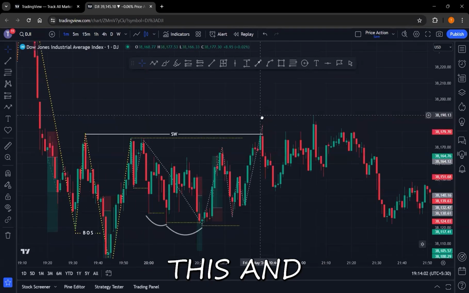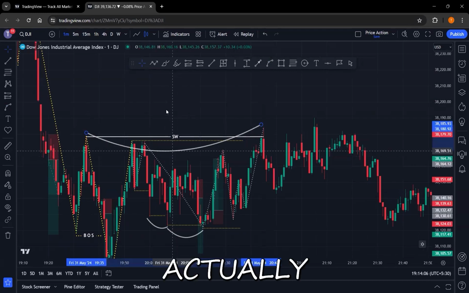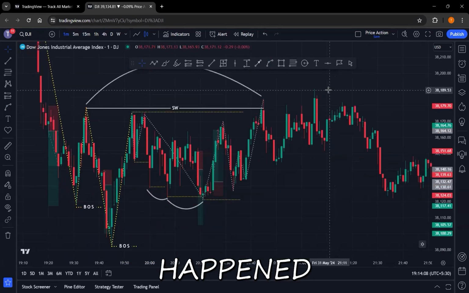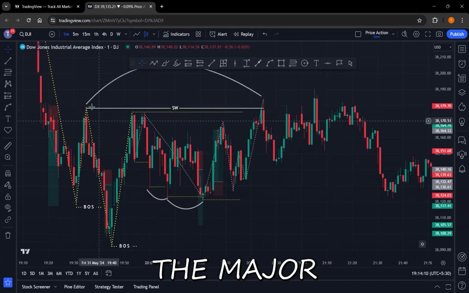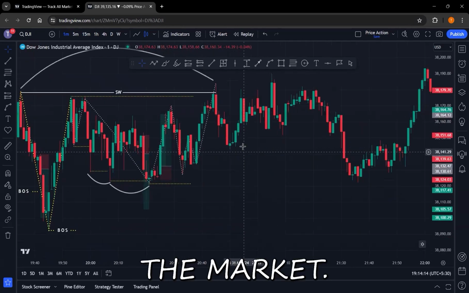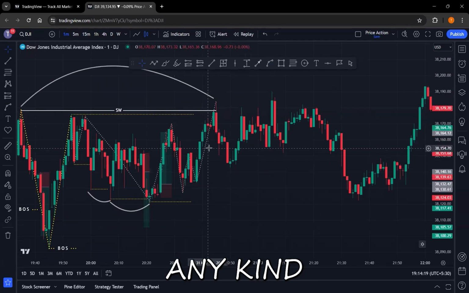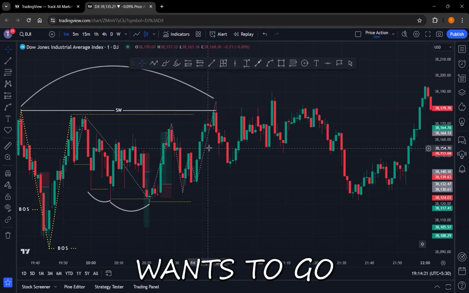So we'll regard it this way. What has happened over here is that the price has shifted the major support from this level to this level. So from here, again, we are trying to be bearish in the market. We are still looking for a bearish trade, because the price has not given us any kind of confirmation in the market that the price really wants to go towards the upside.